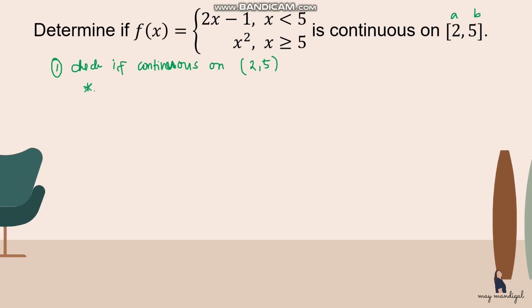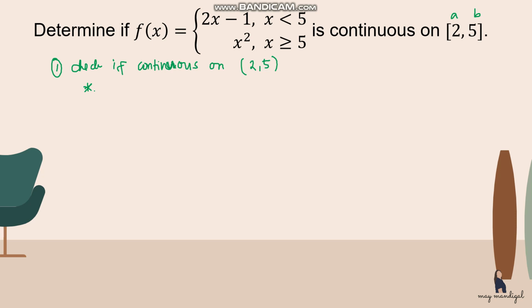Now to check, since this one is a piecewise function, we have to identify which sub-function to use. Since we have to check if it's continuous on the interval (2, 5), the values of x that we have to use should be from 2 to 5. But again, 5 is not included and also 2 is not included since it's an open interval. So what are the values from 2 to 5? We have 3, we have 4, we have 2.5, we have 4.5, and so on.